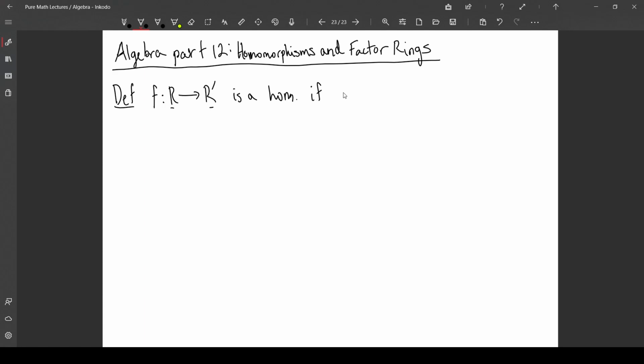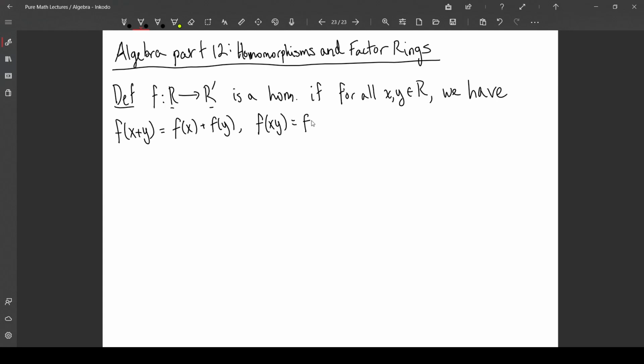If for all x, y, and r, we have that addition is preserved, so f of x plus y. Here we add before applying the function, and then we can apply the function to both elements. We get f of x and f of y, and we add after applying the function, right? So that's what I mean by saying that. And then we get a similar thing with the ring multiplication.